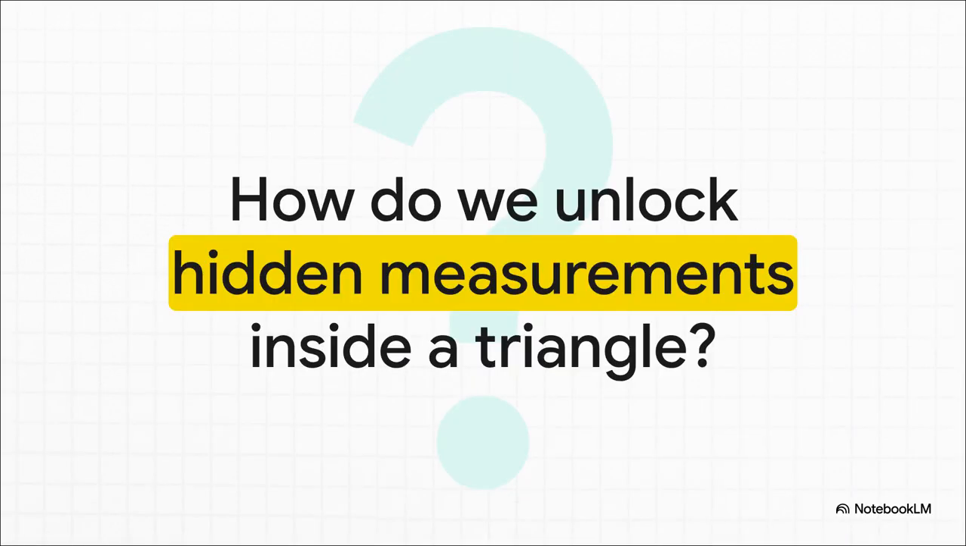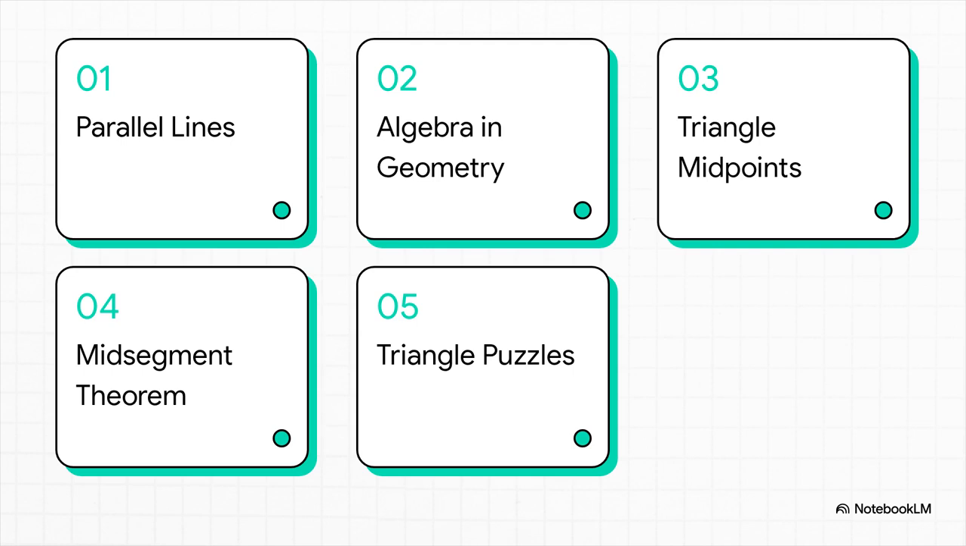So here's the big question we're tackling. How do we actually unlock the hidden measurements inside any triangle, using just a few basic clues and a really sharp detective's eye? We're going to dive into the secret relationships between lines, points, and angles. And the coolest part? This lets us find missing pieces of information without needing to physically measure a single thing ourselves. Okay, here's our roadmap for today.